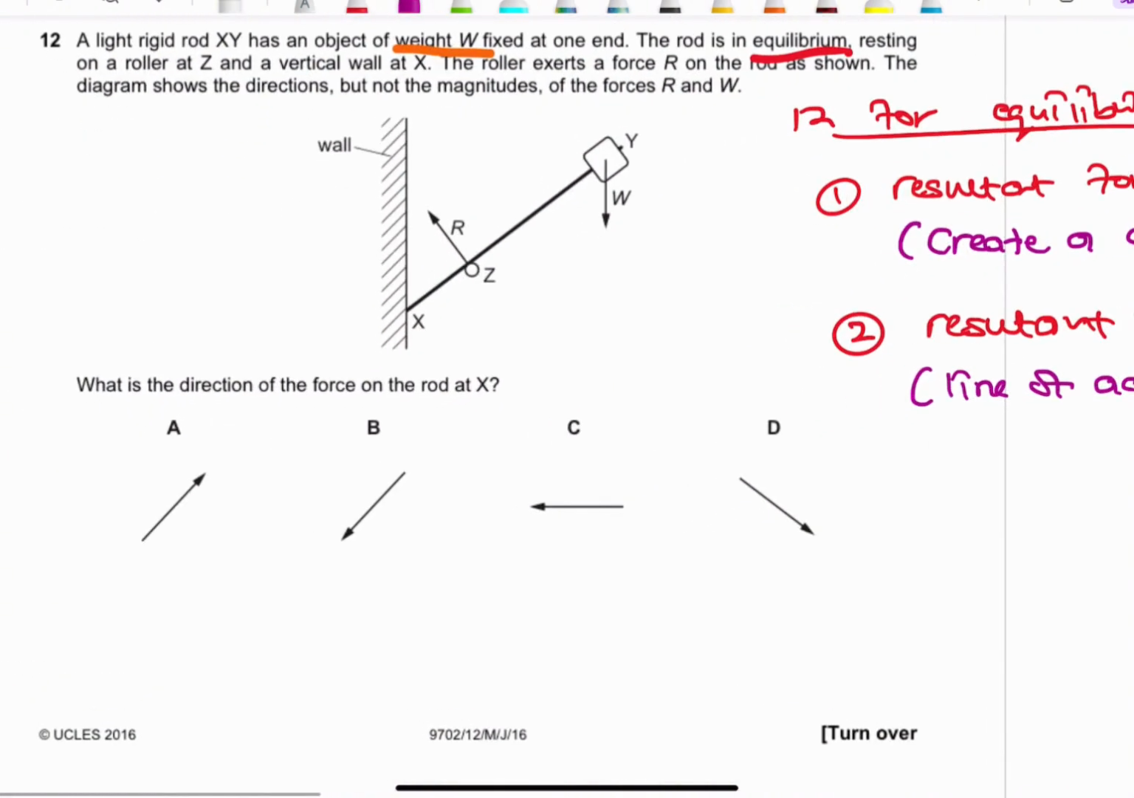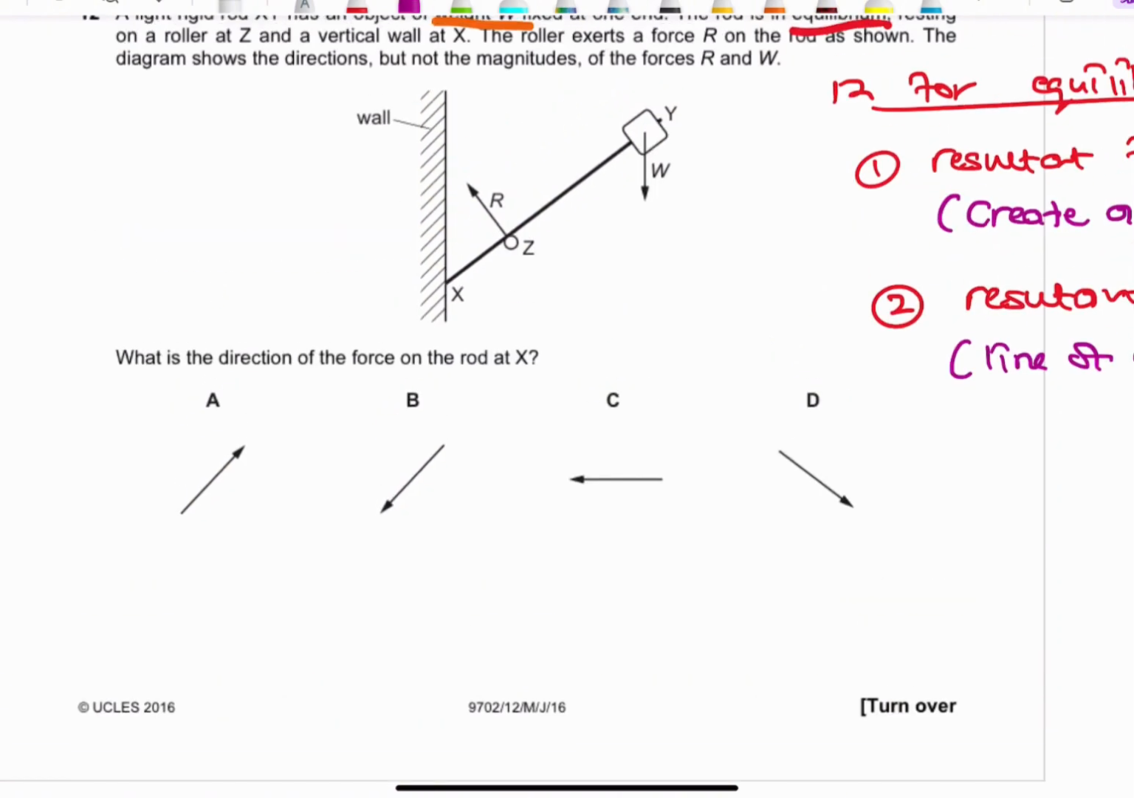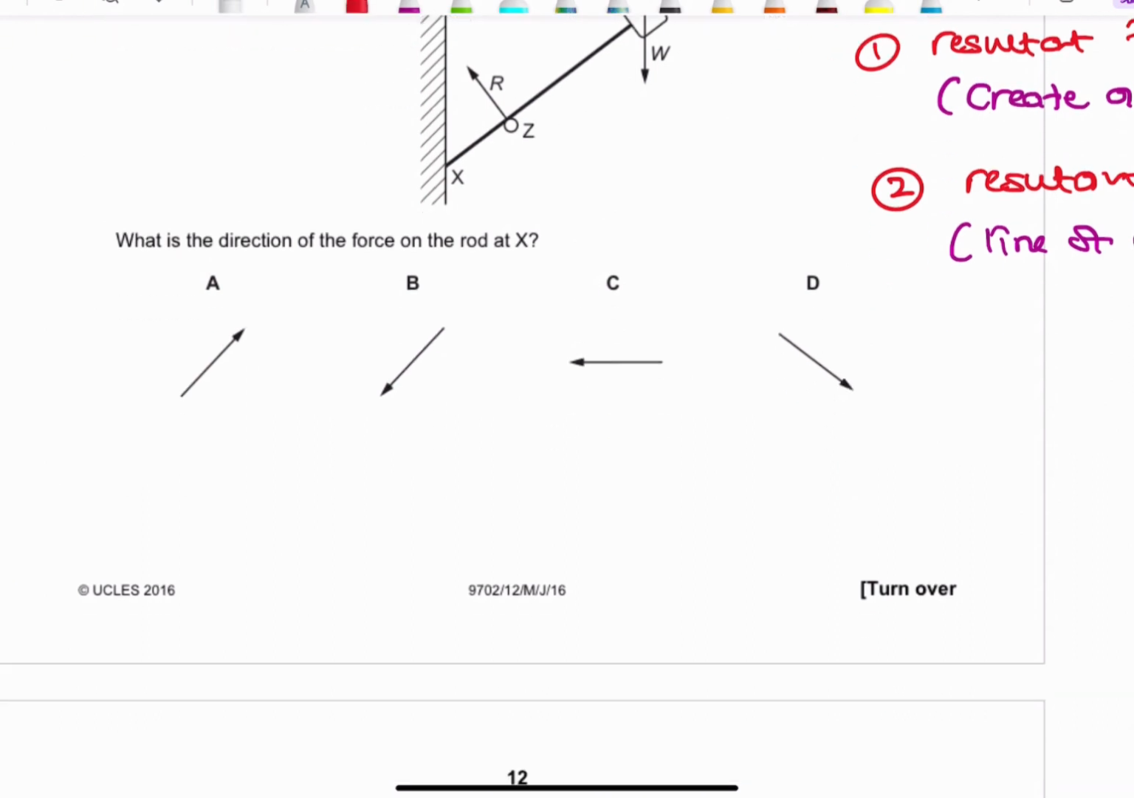So let's start. We want to determine the direction of force on the rod at x. Since these two are not in equilibrium, basically x has the role of creating a force that's going to balance these things out. Let's first start with A. The tricky thing is we're not given the magnitude of these forces, so I can't really know if W is bigger than R. That's the tricky part. But I can try to create a closed triangle regardless of the magnitudes.